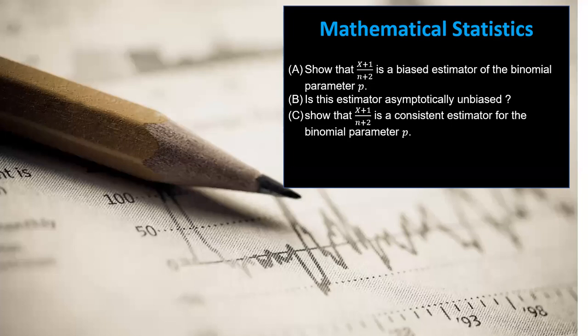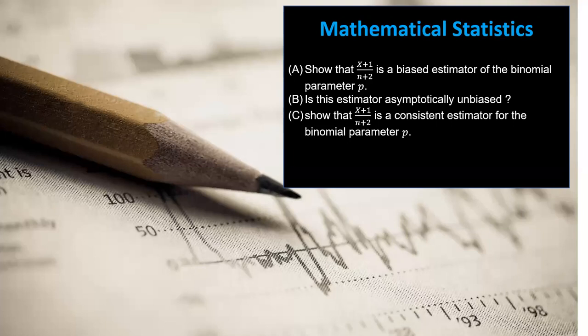And today we're going to take a look at how an estimator is a biased estimator for the parameter, and how do we prove this biased estimator is a consistent estimator?